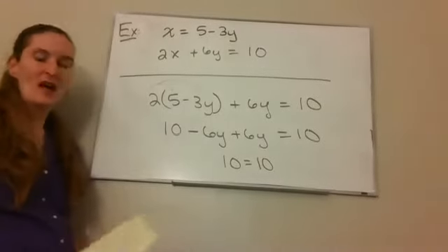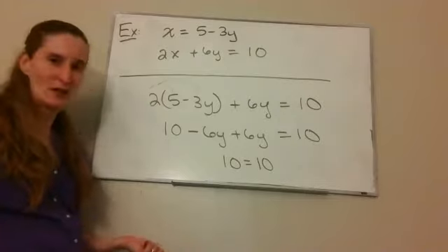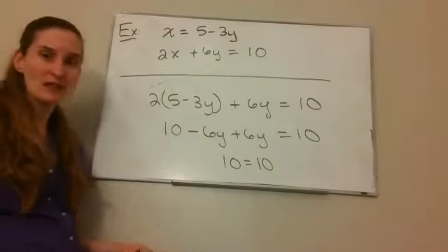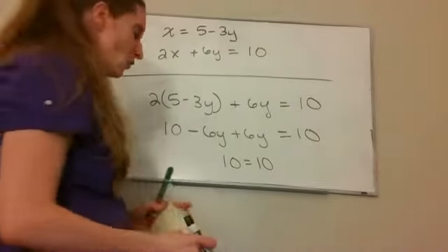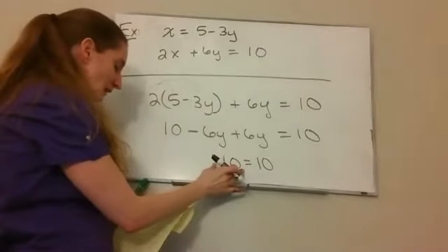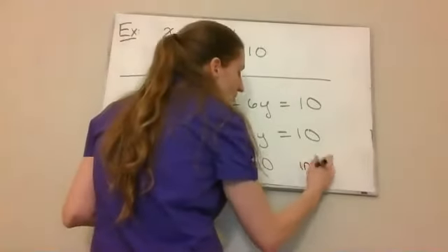Now, what happens there? Well, this time all my variables are gone, but 10 equals 10 is a true statement. It's not nonsense like we had on the last problem. So when you're trying to solve and all the variables disappeared, but you get something that's true, this means there's infinitely many solutions.